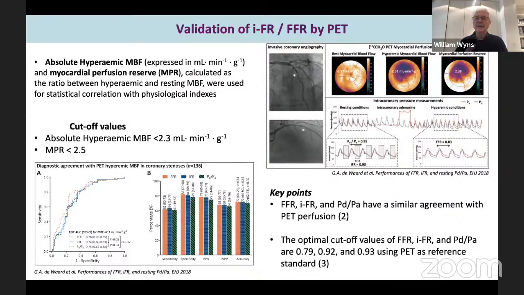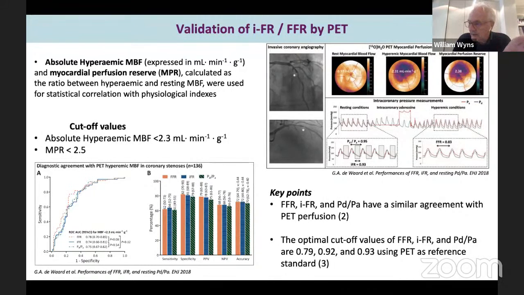So this is more like a threshold positive negative analysis, and you can apply the usual diagnostic metrics, sensitivity, specificity, etc. And that's what's shown on panel A. You have the area under the curve. Panel B, you have the individual values for sensitivity, specificity, diagnostic accuracy. And you have FFR, IFR, and PDPA. And actually, it is pretty good.